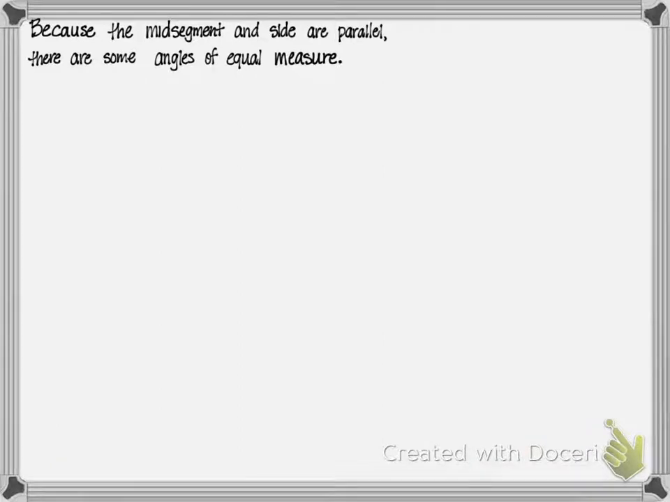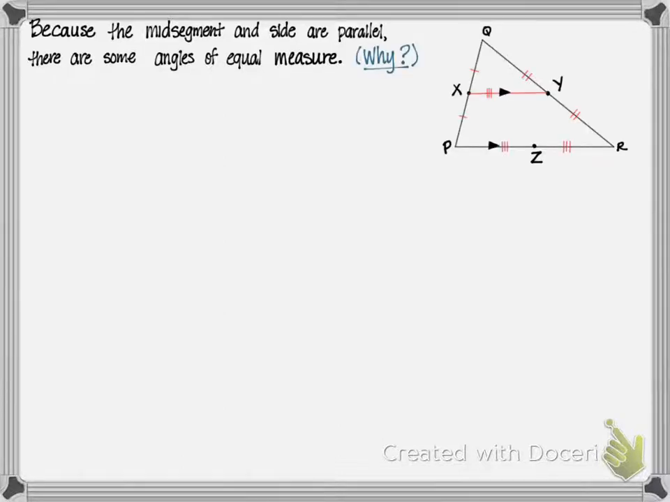Because of the Triangle Midsegment Theorem, because we have these midsegments that are parallel, we end up being able to show, and this is not part of the midsegment theorem, that there are some angles of equal measure. The big question would be, why are they? So we've got this triangle PQR, and we have a midsegment XY, which is parallel to the side PR.